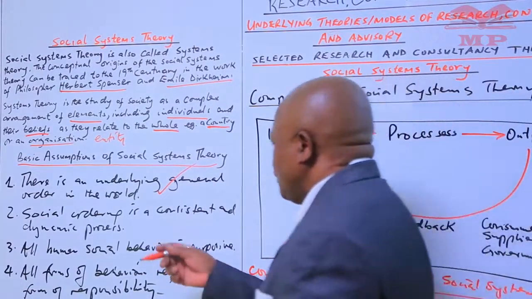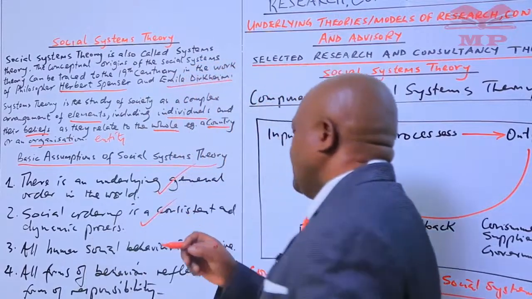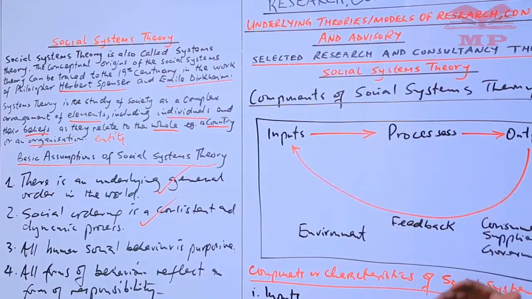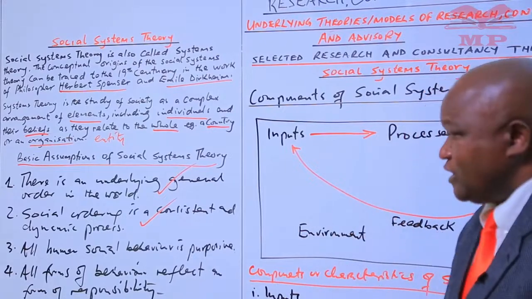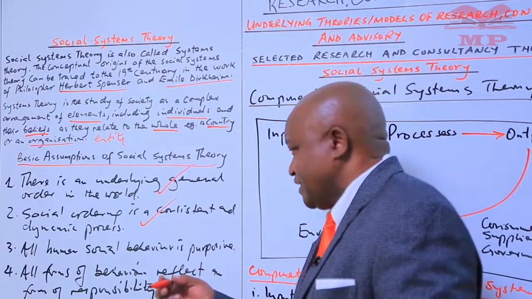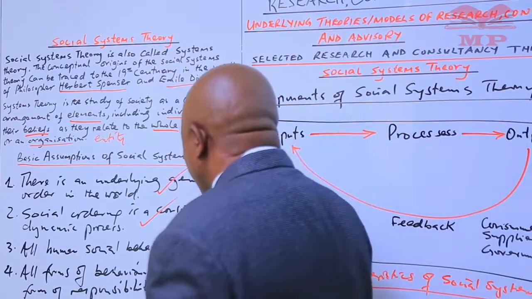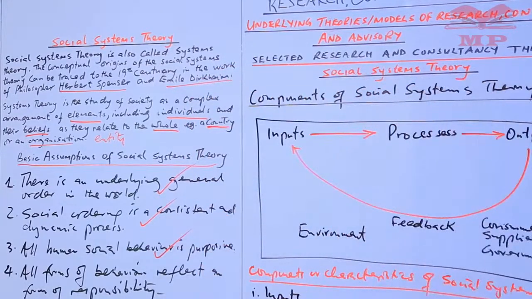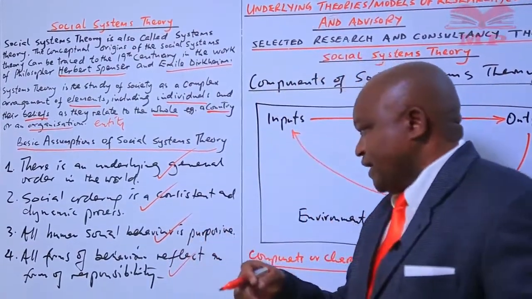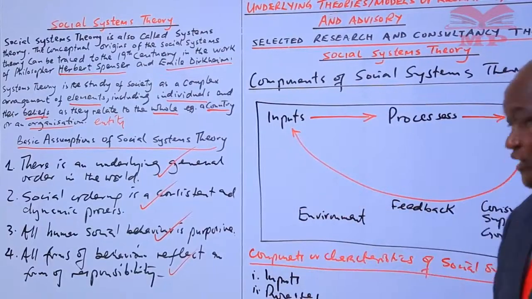Number 2, social ordering is a consistent and dynamic process. To put things in order, it has to be done consistently, and the process is dynamic. Number 3, the third basic assumption is that all social behavior is purposive. Any behavior in an organization, in a work environment, in a group, has a purpose. Then 4, all forms of behavior reflect a form of responsibility or responsiveness.